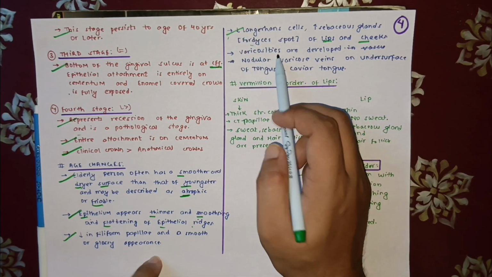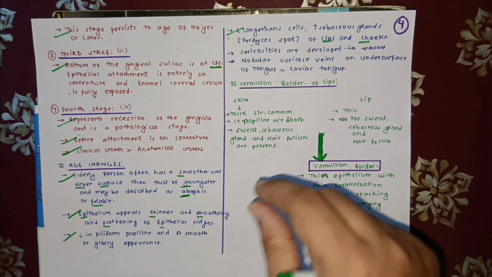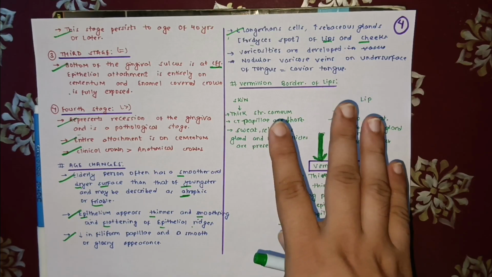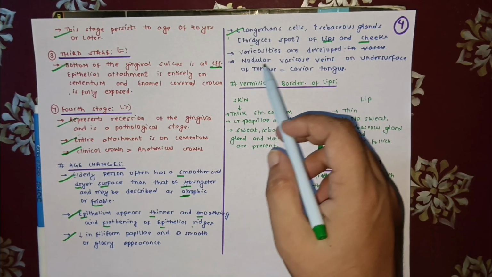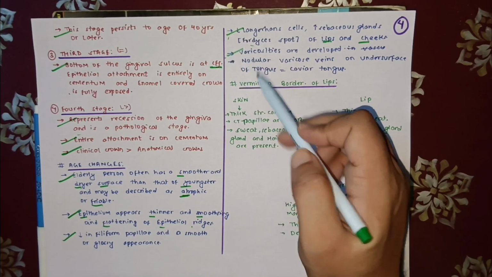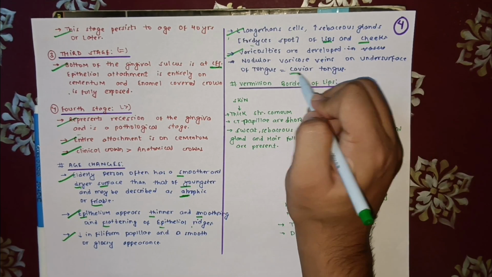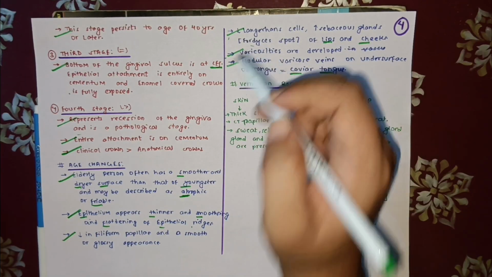After that, varicosities. I think you know about varicose veins. There are patent veins we can see on the oral mucosa, and that is called varicosities. After that, a nodular varicose vein on the undersurface of the tongue is called caviar tongue. This is a technical term you can learn.